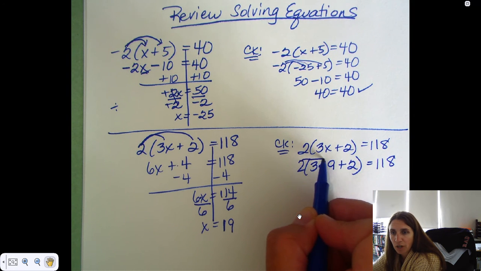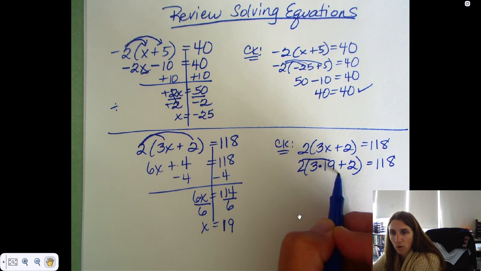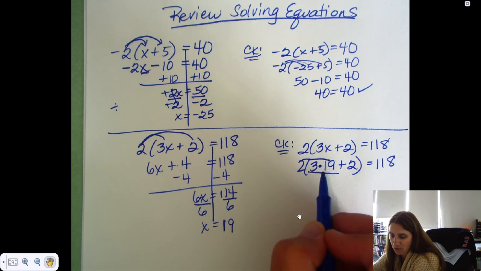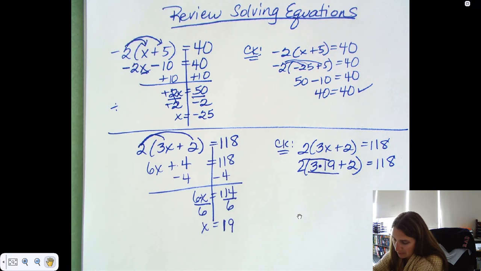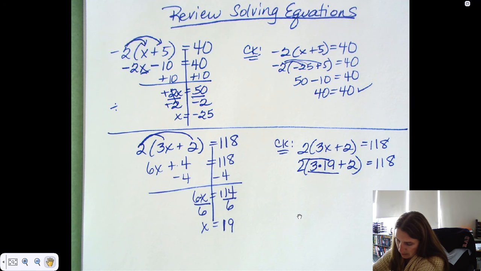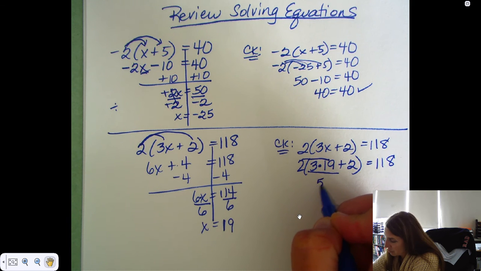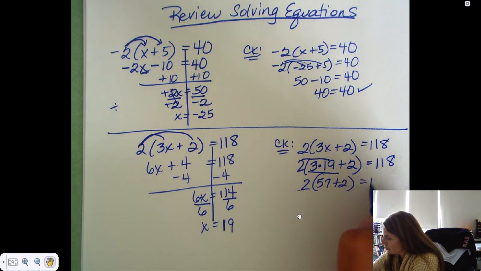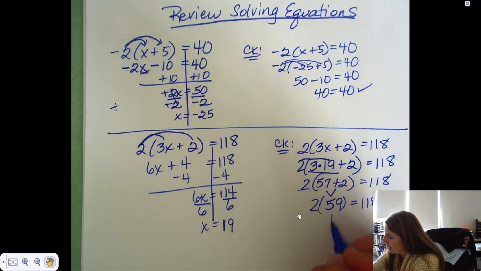I can distribute the 2, but it would be to this whole entire term. So what I'm going to do instead, so I don't get too confused, is do 3 times 19, and then add that to 2. So I have 57 plus 2, and my 2 is outside the parentheses. Simplifying this, I get 59 times 2, still bringing that down because we're not finished, and 118 equals 118. Checky Poo.